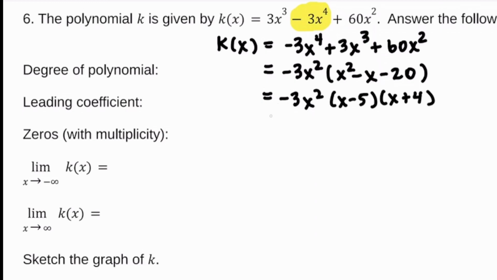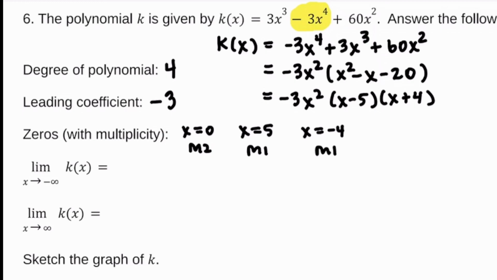Yeah. Okay, so now that I've got it, I could probably have just started with the degree and the leading coefficient. The degree is the highest exponent I see, and the leading coefficient is the number that's multiplied against that highest power of x. Okay, the zeros with their multiplicity, I'm going to have x equals 0, which is a double root, x equals 5, which is a single root, and x equals -4, which is also a single root.